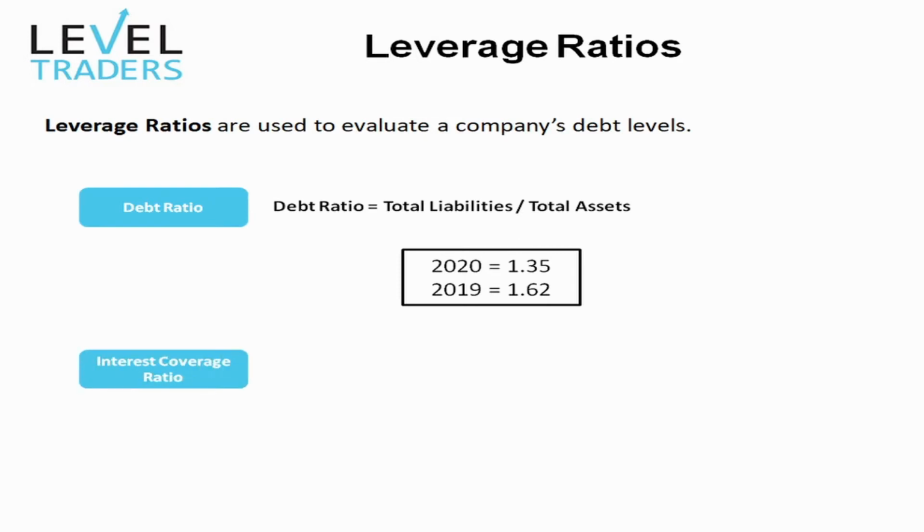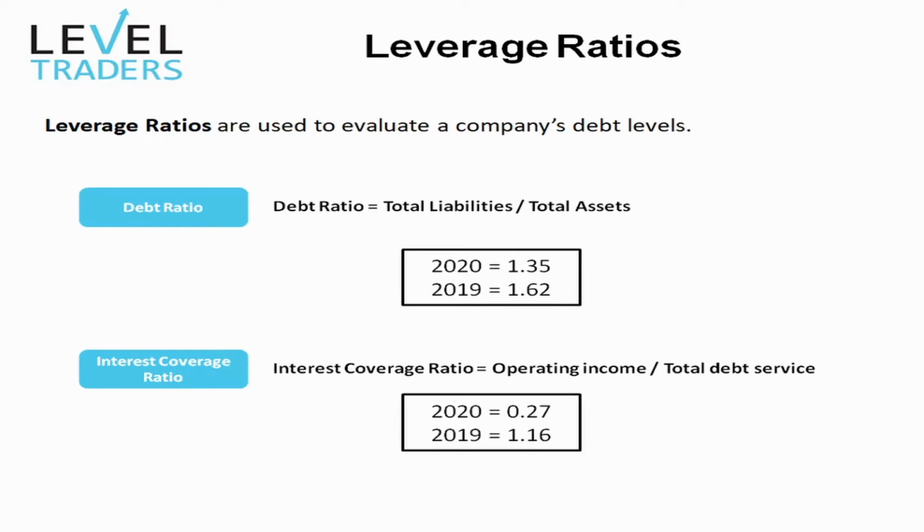Then there's also the interest coverage ratio, which for me is what I tend to use more out of the two. I would use the interest coverage ratio. And all that's doing is showing us how easily a company is able to pay its interest expenses. So the formula for that is the operating income divided by the total debt service.